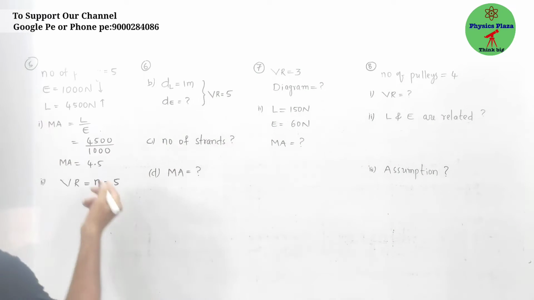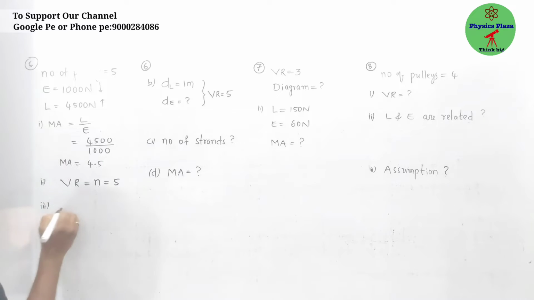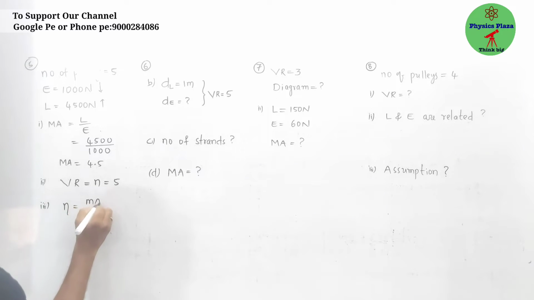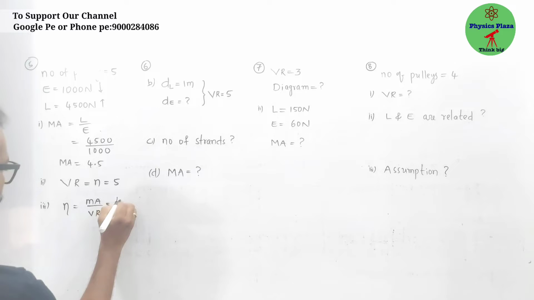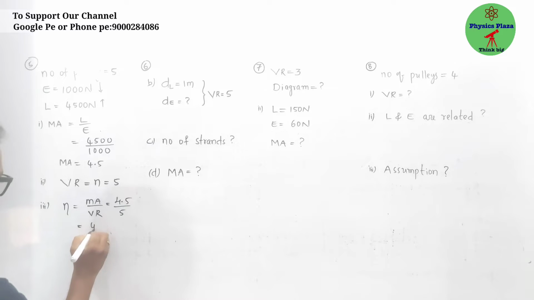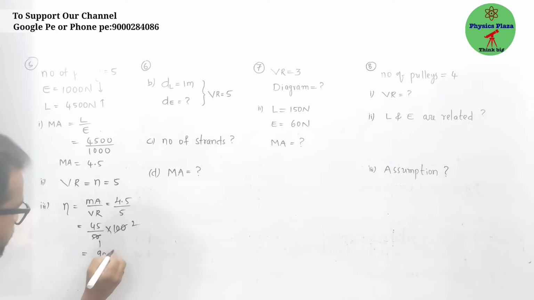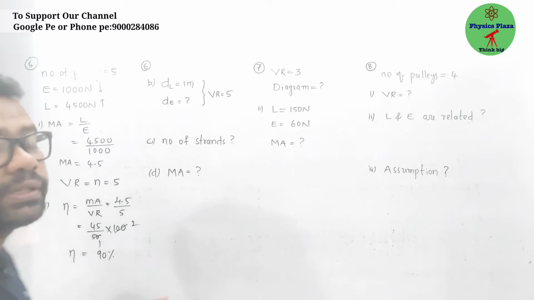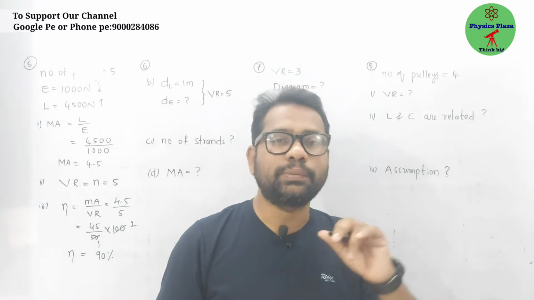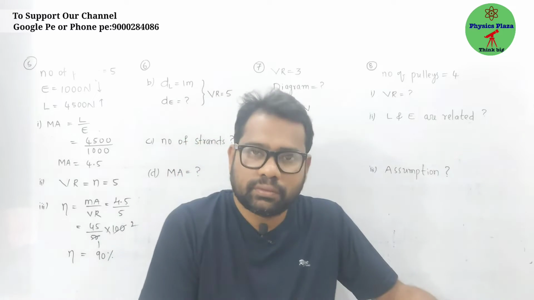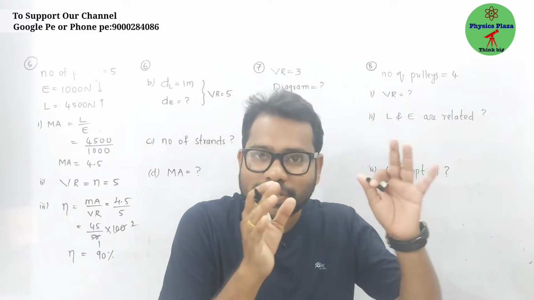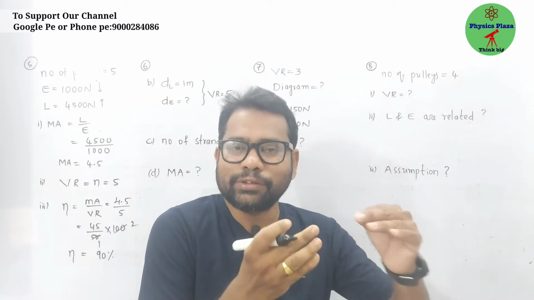Okay, fine. Now, how to calculate the efficiency? Efficiency is equal to mechanical advantage by velocity ratio. This will be 4.5 by 5, so 45 by 50 into 100. This is going to be 90%. For an ideal machine it is 100%, whereas for an actual machine it is less than 100%. Why? Because, as I told you, friction is involved actually. That is enough to reduce efficiency.